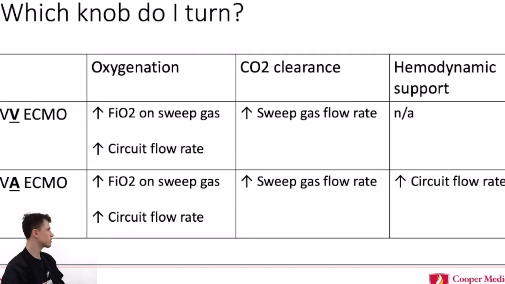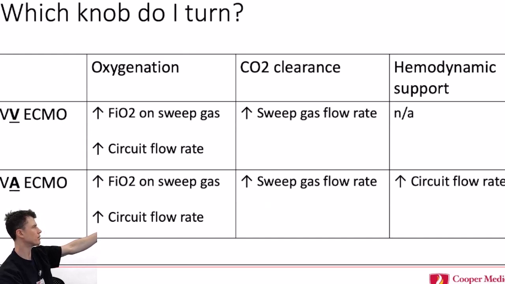So just to summarize, for oxygenation on VV ECMO, we go up on our FiO2 on the sweep gas and we go up on our circuit blood flow rate. For CO2 clearance, we go up on our sweep gas flow rate. For VA ECMO, same thing. And for hemodynamic support, VV ECMO doesn't provide any, and on VA, we go up on our circuit blood flow rate. Any questions?